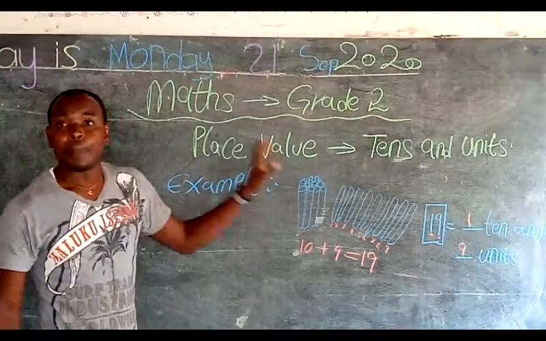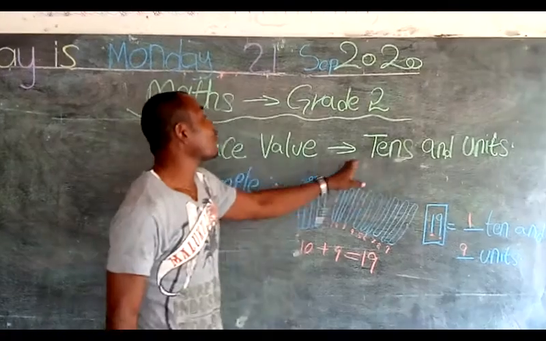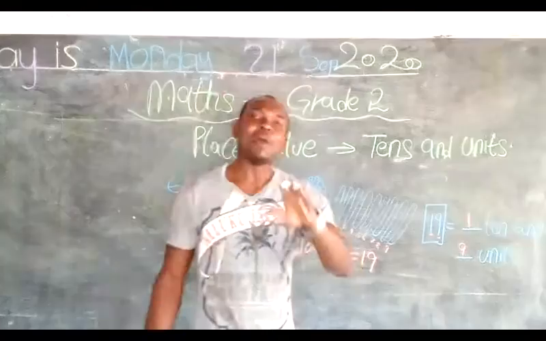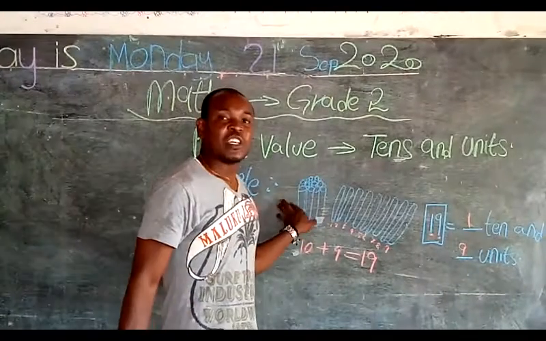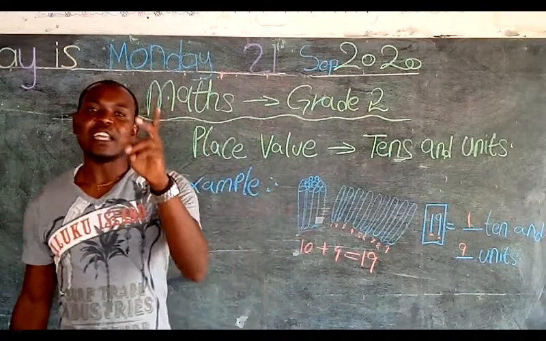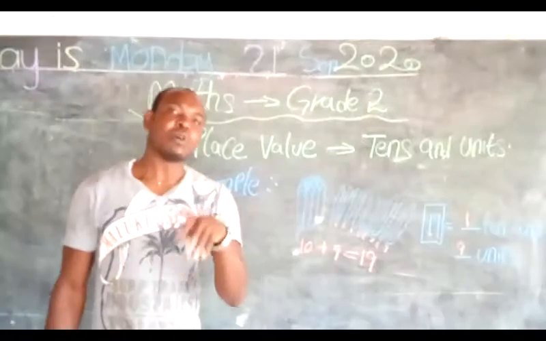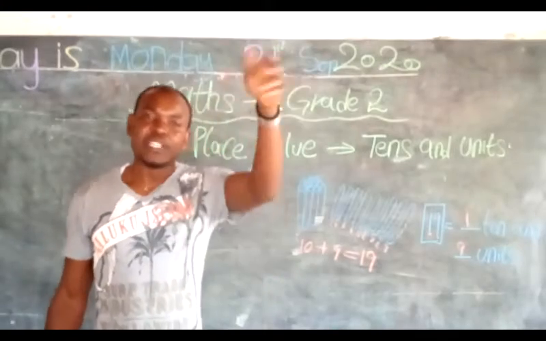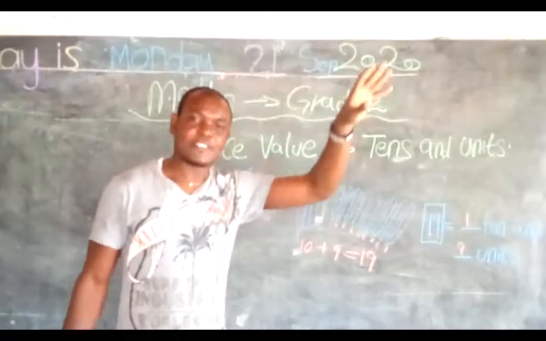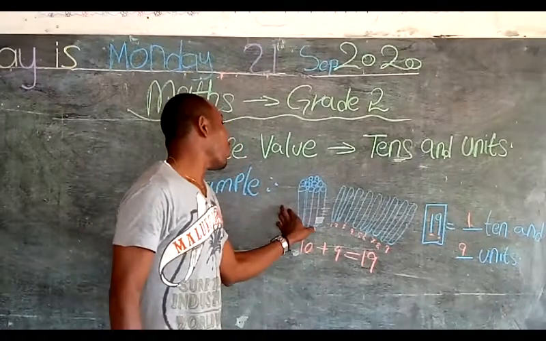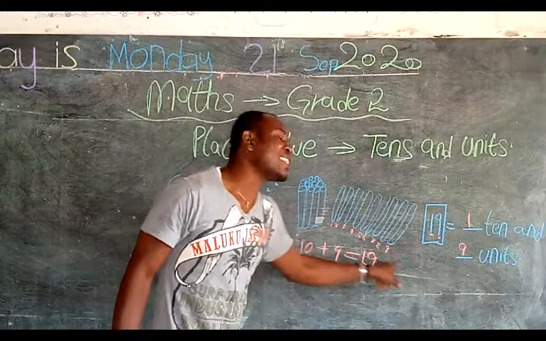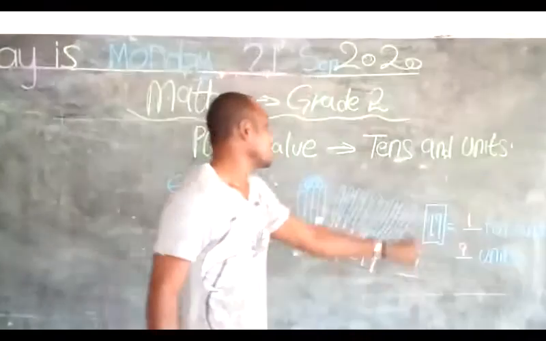I come again. We're talking about what? Place value. In place value, we are looking at tens and units. We're meant to understand that each bundle has what? 10 pencils. And that is where we start counting in tens. 10, 20, 30, like that. Now today, we talked about one bundle which is 10 pencils plus 9 pencils. That gives us what? 19.